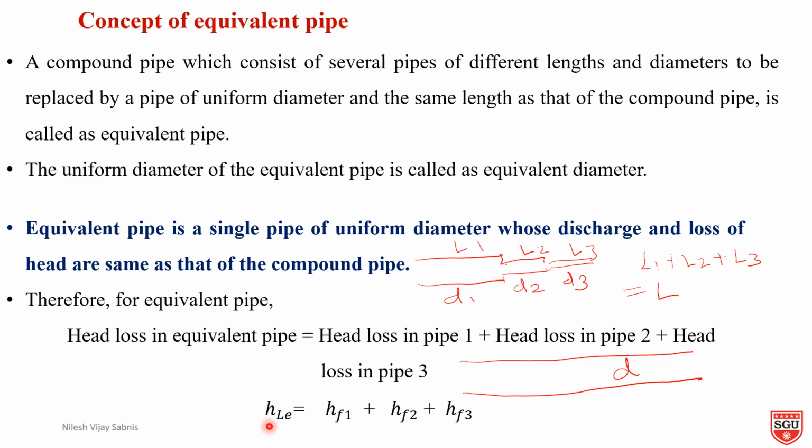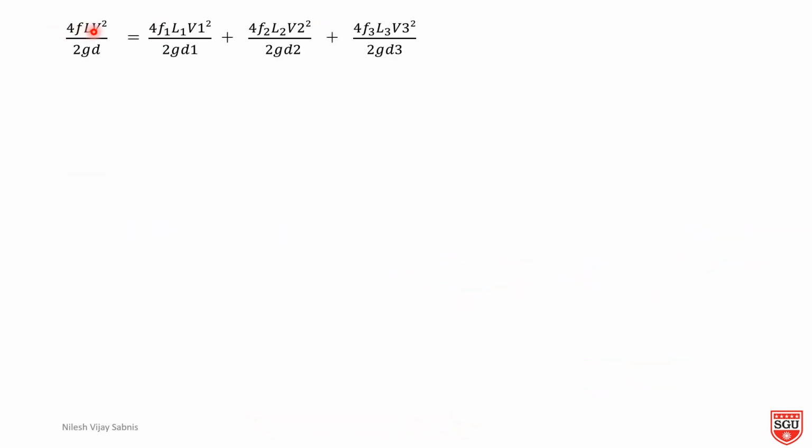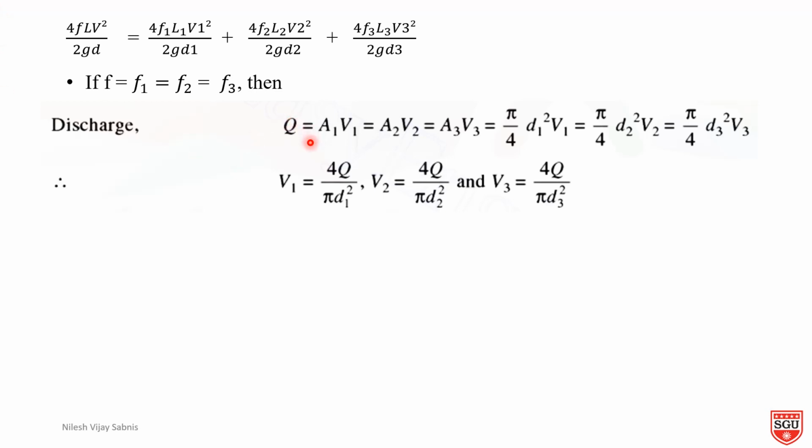So here HE is equal to HF1 plus HF2 plus HF3. So 4FLV square upon 2gD is equal to 4F1L1V1 square upon 2gD1. Similarly for the other two pipes. Suppose the coefficient of friction is the same and discharge Q is equal to A1V1 is equal to A2V2 is equal to A3V3 is equal to pi by 4 D1 square V1, pi by 4 D2 square V2, which is equal to pi by 4 D3 square V3. So V1, V2, V3 values we have got. Put these values of V1, V2, V3 in the above equation.